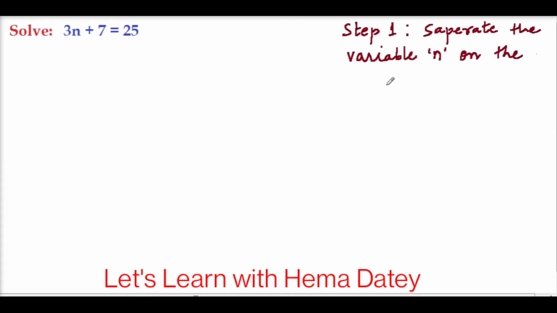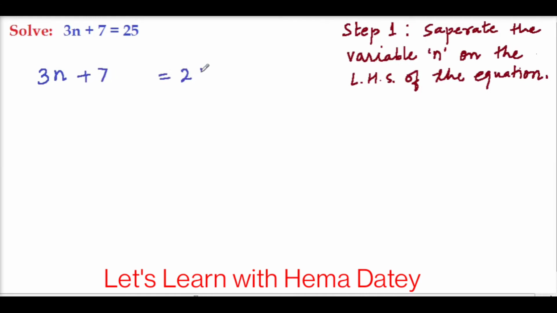To solve the simple equation 3n plus 7 equals 25, step 1 is to separate the variable. Here the variable is n. So we have to separate the variable n on the left hand side of the given equation. First of all, we'll copy down the given equation 3n plus 7 equals 25.